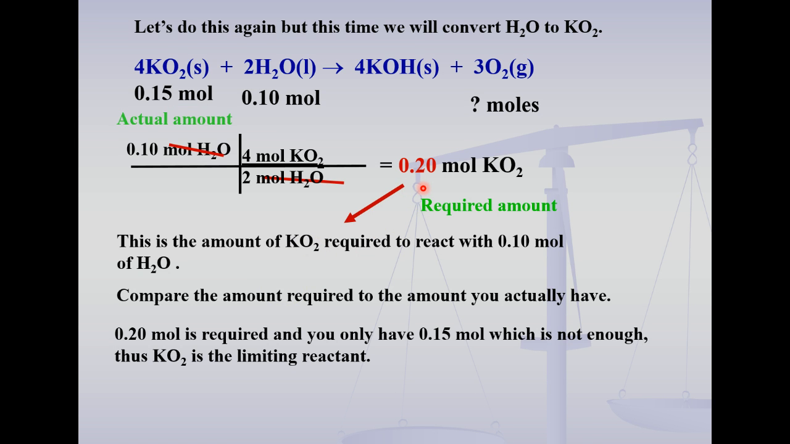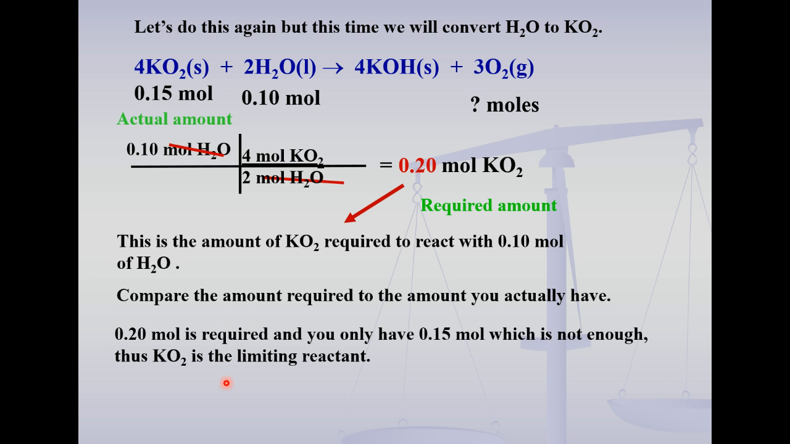0.20 moles is what's required. Our actual amount is 0.15 moles. So we have less than what is required. Therefore, the potassium superoxide is going to be the limiting reactant.